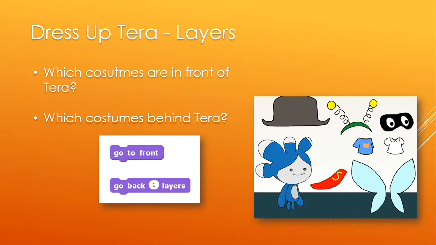Okay, dressing up Tera, just a quick reminder of layers. Which costumes are in front of Tera? Basically all of them except the wings, and you can say the cape as well, but the cape is a little bit off her back, so it doesn't really go in front or behind her, it's actually next to her, so you don't have to worry too much about the cape. And which costume is behind Tera? We're going to use our layers function and our go to front commands to bring things to the front or put them to the back.